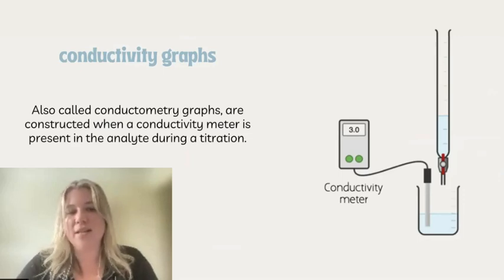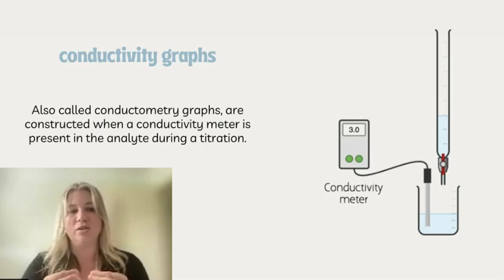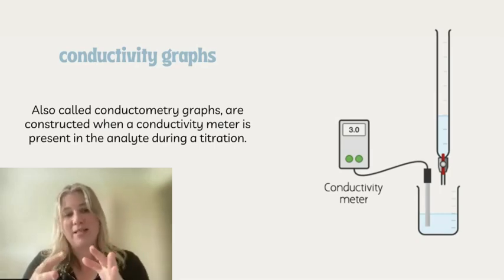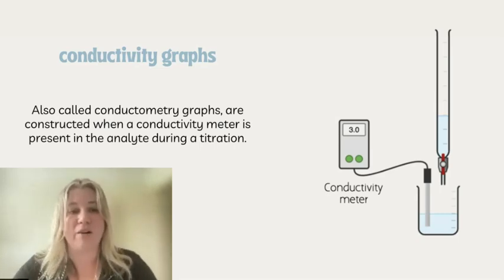Obviously, the stronger the acid or the stronger the base, the more ions we have because they've been completely dissociated in the water or in the solution. Then as neutralization starts to take place, those ions are slowly removed from the solution. As those ions are removed, we would expect our conductivity to drop, because as those ions are no longer there, we're not able to conduct the electrical current. And so we see a drop in that conductivity.